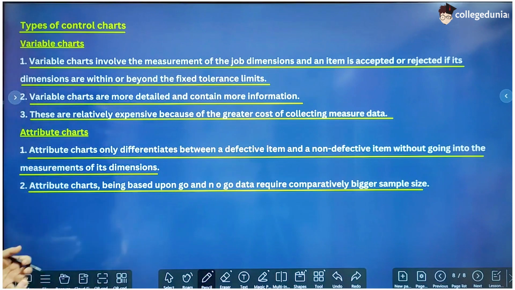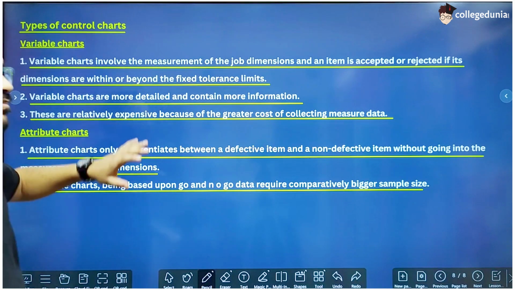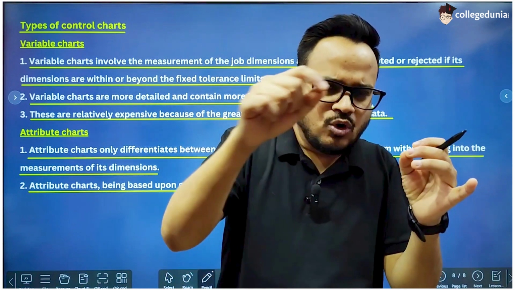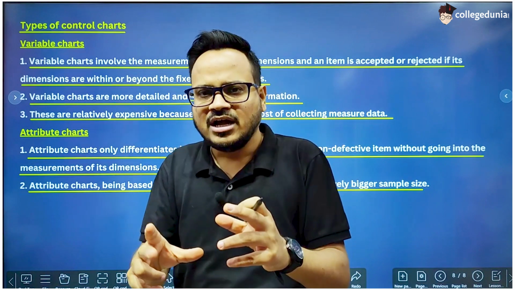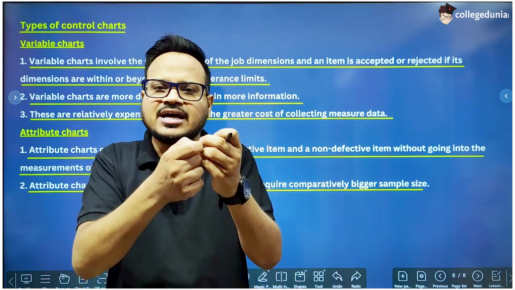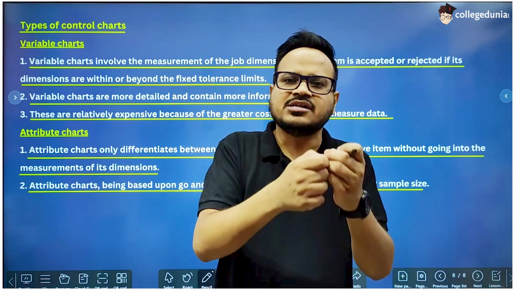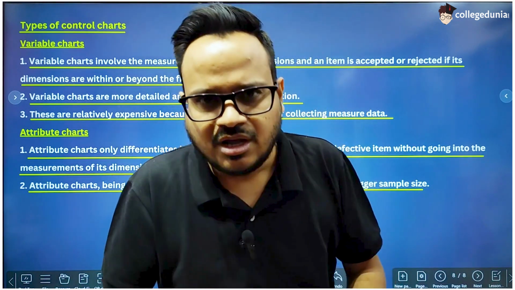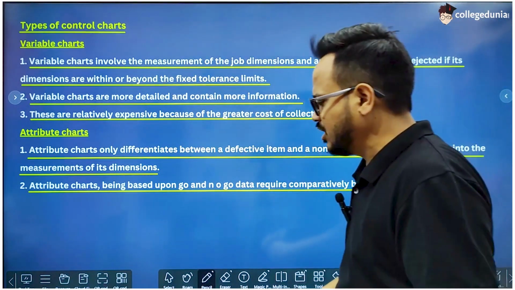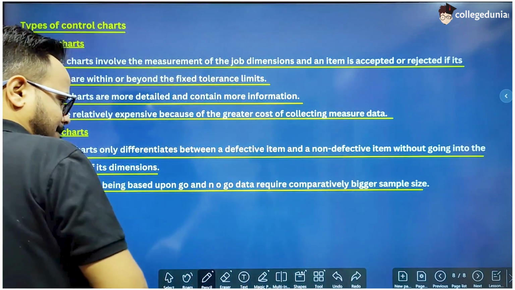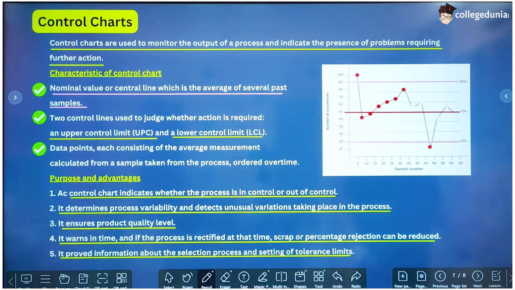So the attribute chart requires a bigger sample size, but the variable chart requires a smaller sample size because we just have to know the values of the variables, and only a few items are enough to check what the radius is, what the lengths are, what the acceptable densities, elastic limits, elastic strengths, and all those things are, right? So this requires a relatively bigger sample size, but this requires a relatively smaller sample size. What we have drawn is the variable chart because we are using the values. These are based on the dimensions of the item.